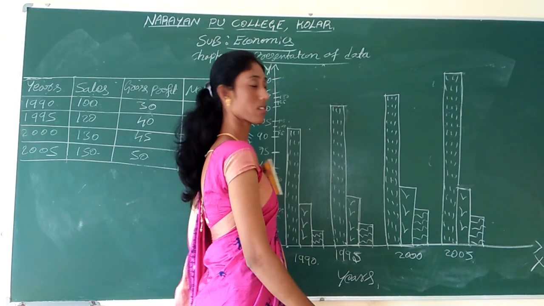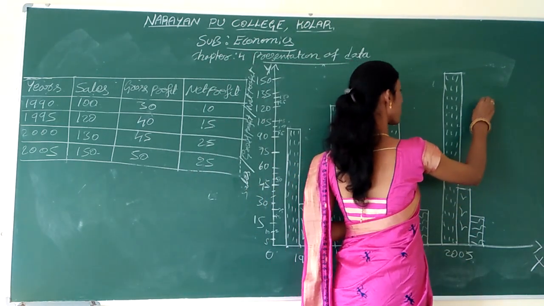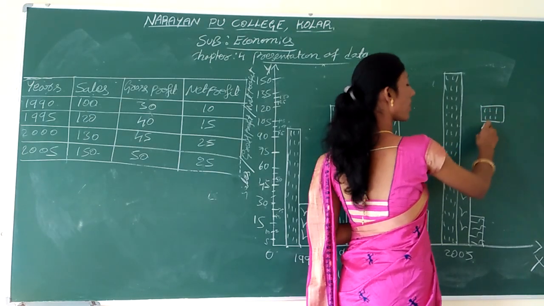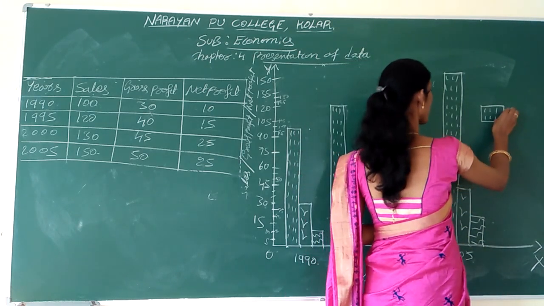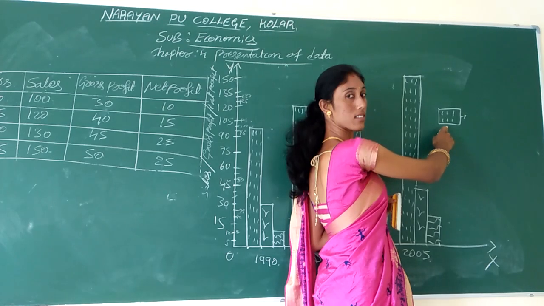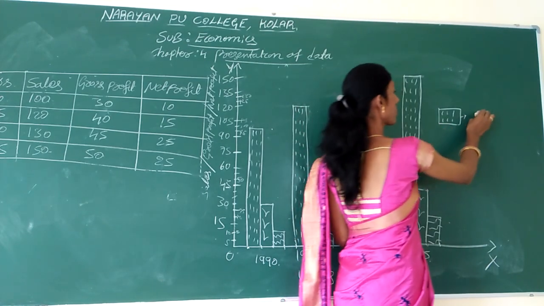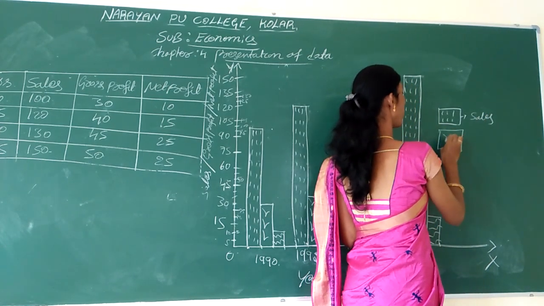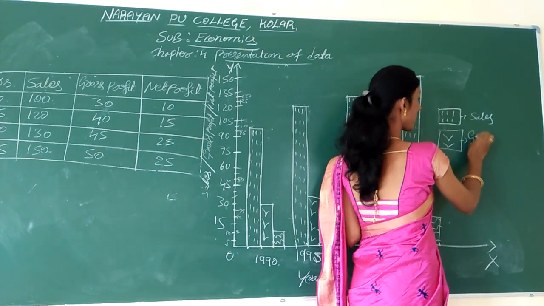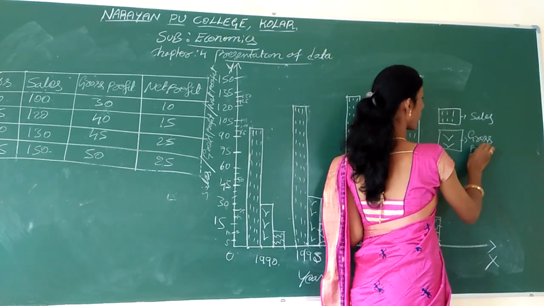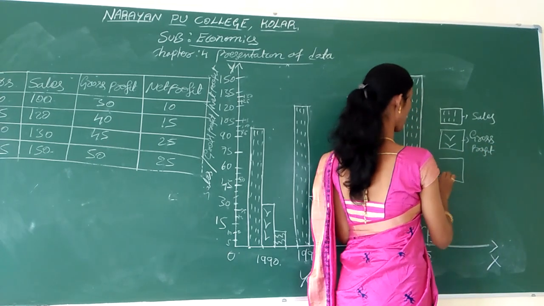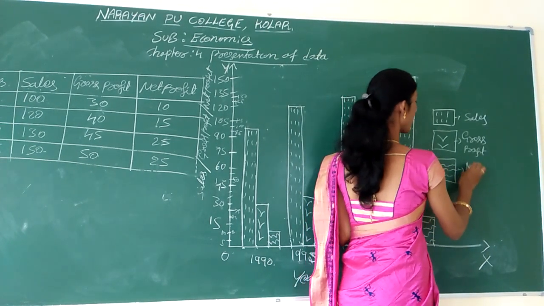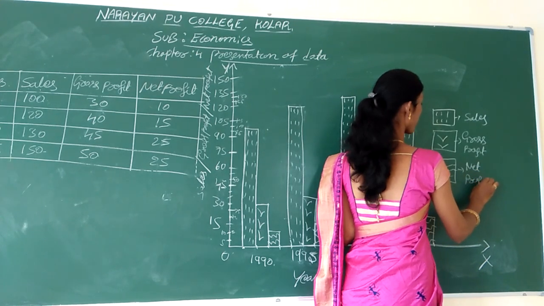We can show this in sample boxes. This kind of bars is representing sales, and next, these bars are representing gross profit, and next, these bars are representing net profit.